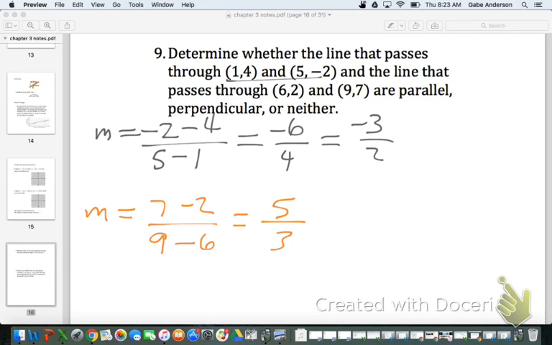Okay. So now, to determine whether these lines are parallel, perpendicular, or neither, I need to compare those slopes. Are they the same slope? No. Obviously not. Are they opposite reciprocals? No. They do have opposite signs, right? But they're not reciprocals because of the 5, right? And so since they are not the same slope, they're not parallel. Since they're not opposite reciprocals, they're not perpendicular either. And so this would actually be a neither. None of the above, right? They're not parallel. They're not perpendicular. So that's it.